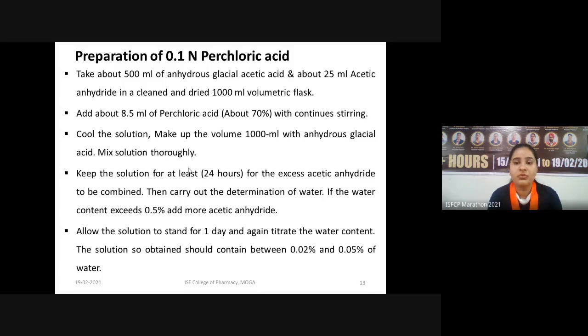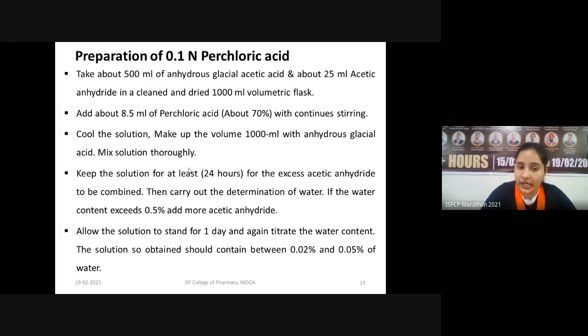If the water content is more than 0.5%, we will add more acetic anhydride so that the water content is completely finished. So we will be adding more acetic anhydride if there is still water content more than 0.5%. Now, after keeping the solution for 24 hours, we will allow the solution to stand for 1 day, and again we will titrate the water content. We will again find out the water content.